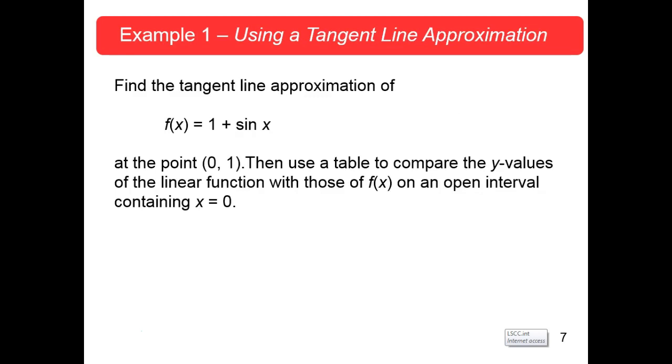So here it is. Find the tangent line approximation for this function: f of x is equal to 1 plus sine of x at the point (0, 1). Now before we go any further, I always like to check and make sure this point is on that function. Is it? When x is equal to 0, what's sine x? Help me somebody. Sine of 0 is?